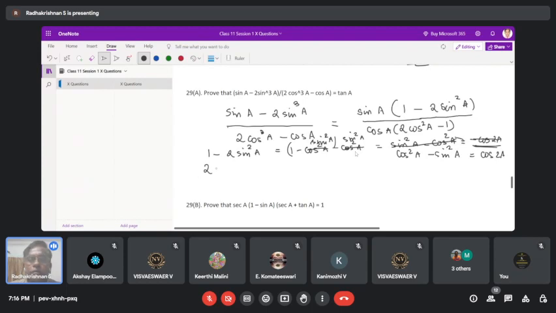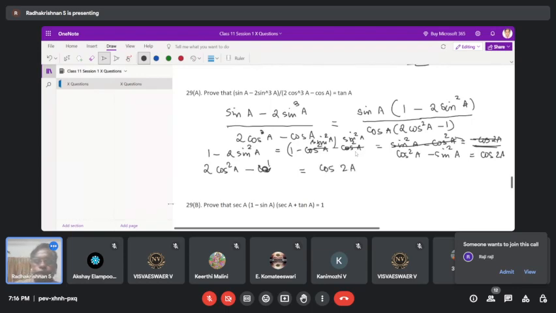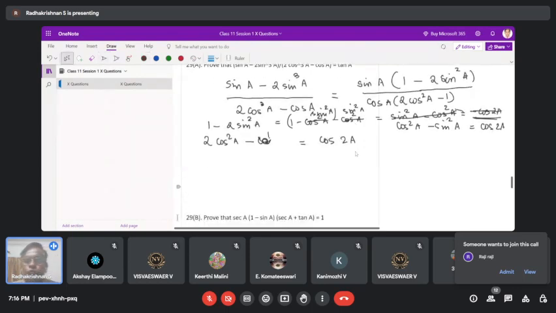Similarly, 2 cos square A minus 1. We have simplified the denominator as cos A into 2 cos square A minus 1. This is also cos 2A. So you should remember this identity.